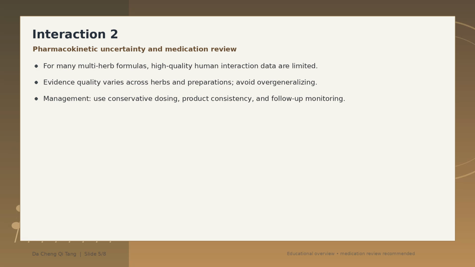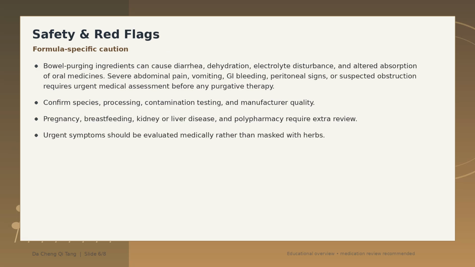The quality of evidence for herb-drug interactions ranges from pharmacology and case reports to controlled human data, and that evidence is uneven. Therefore, distinguish a proven contraindication from a plausible additive effect, and use monitoring where the uncertainty is clinically meaningful. Safety summary: bowel purging ingredients can cause diarrhea, dehydration, electrolyte disturbance, and altered absorption of oral medicines.